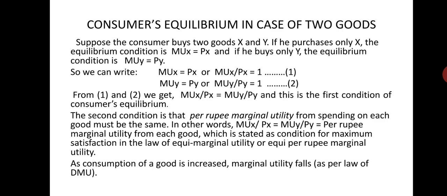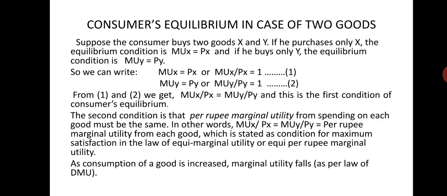Right? From 1 and 2 we get MUx upon Px is equal to MUy upon Py, and this is the first condition of consumer's equilibrium. MUx upon Px is equal to 1. MUy upon Py is equal to 1. So naturally, by combining both the equations, we will get MUx upon Px is equal to MUy upon Py. This is the first condition of consumer's equilibrium.